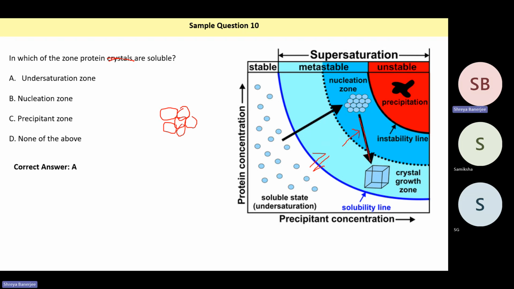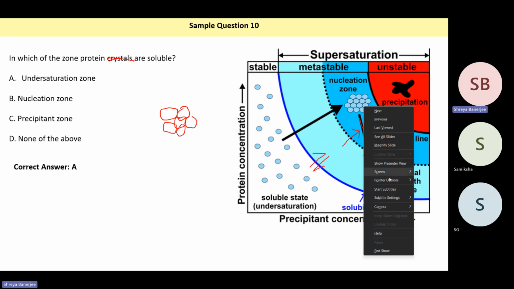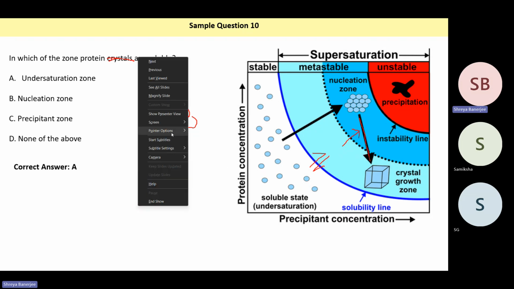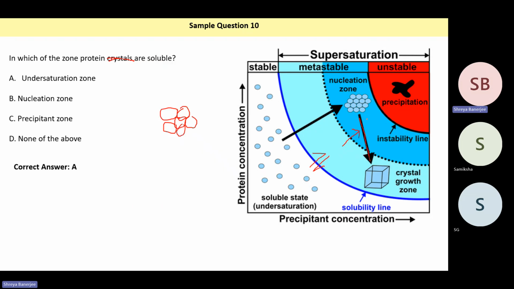But if you increase the concentration beyond that into the precipitation zone, the concentration is too high. At that time, the crystal will not form. The protein will precipitate out. In the precipitation zone, you will just have loose protein molecules precipitating out individually. There will be no formation of crystals. So that is the amorphous state.